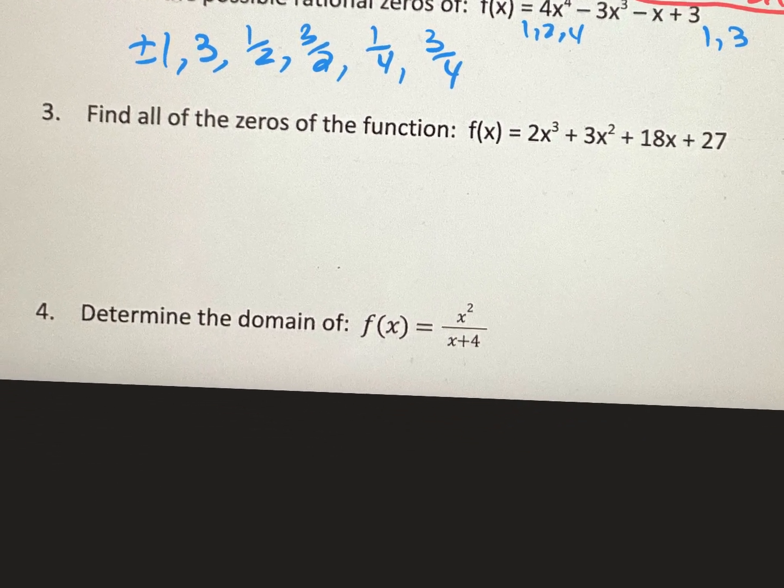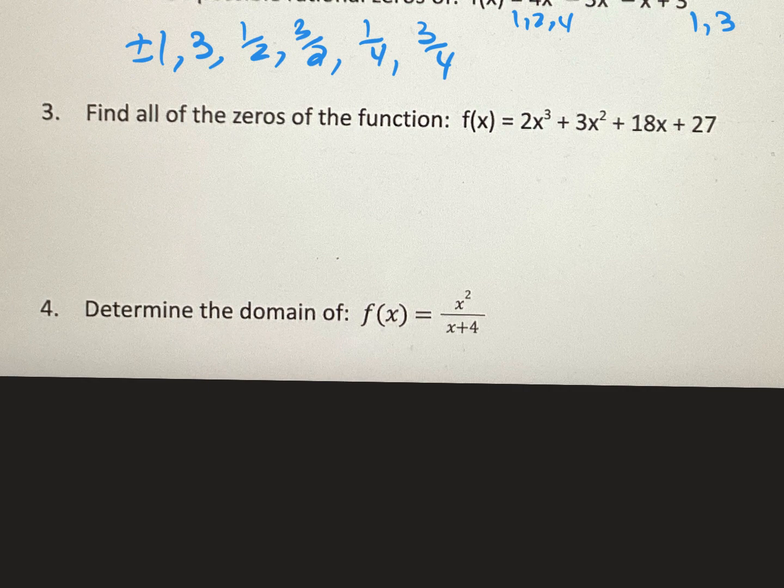All right, number 3 says find all the zeros. Okay, so start off the same way. Let's make a list. So I'm going to do the factors of 27 over the factors of 2, which are 1 and 2. So factors of 27, 1 over 1, 3 over 1, 9 over 1, 27 over 1. 1 over 2, 3 over 2, 9 over 2, 27 over 2.